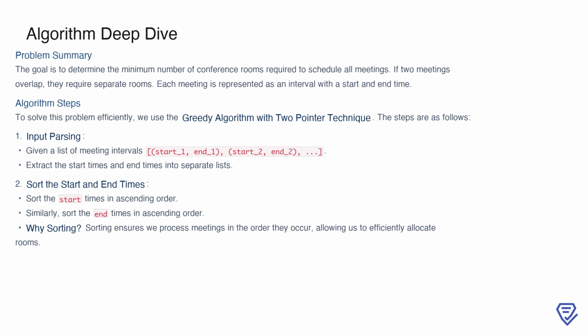The problem we are tackling is to determine the minimum number of conference rooms needed to schedule all meetings without any overlap. If two meetings overlap in time, they will require separate rooms. Each meeting is represented as an interval with a start and end time, such as start-end. To solve this efficiently, we use a greedy algorithm combined with the two-pointer technique.